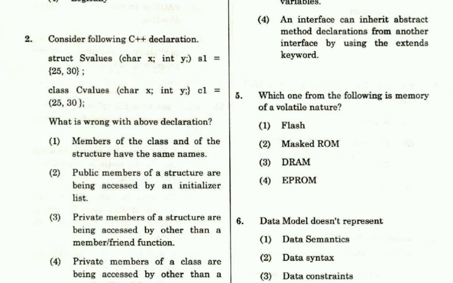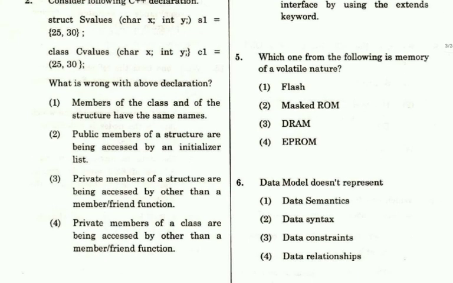In structures, members are public by default and can be initialized directly. Whereas in the case of class, members are private by default and cannot be initialized directly using the parenthesis. So here the wrong one is the second one. Public members of a structure are being accessed by an initializer list.